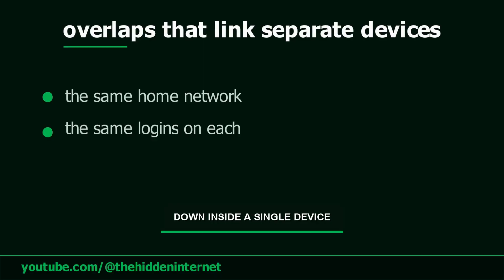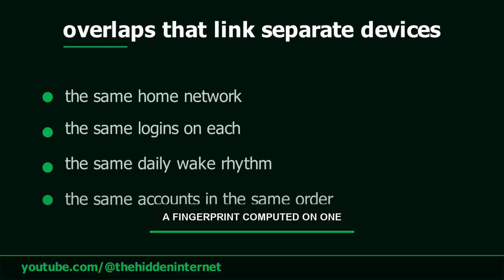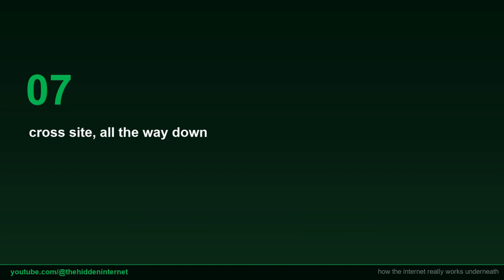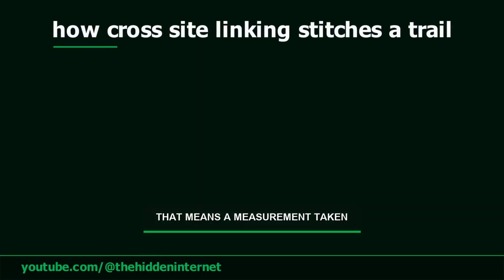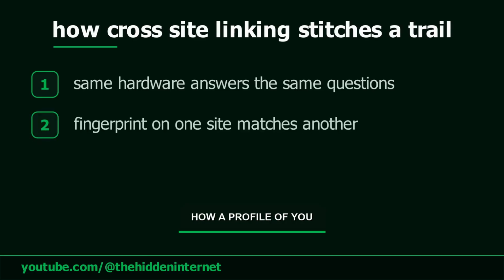Cross-site, all the way down. Inside a single device it goes further still. A fingerprint computed on one site looks a lot like the fingerprint computed on another, because it comes from the same hardware, answering the same questions. That means a measurement taken on one site can be recognized on a completely unrelated one. This is cross-site linking, and it is how a profile of you gets assembled out of places that never directly shared anything with each other.